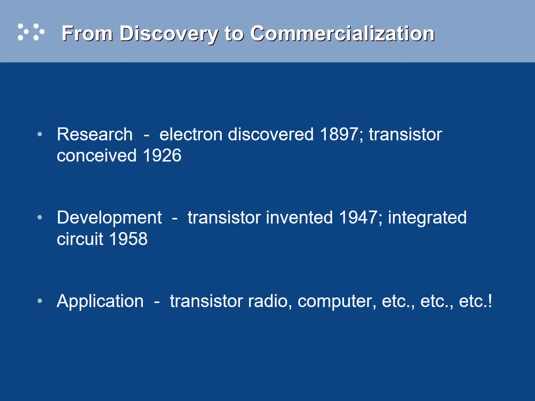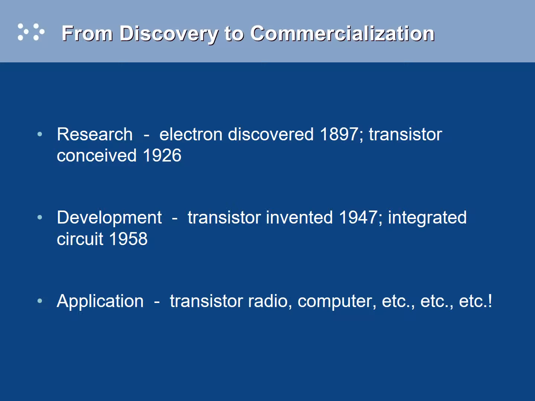The electron was only discovered by J.J. Thomson in 1897. A mere 30 years later, the transistor was conceived by Julius Lilienfeld. So from the discovery of the electron to the idea that you could use a semiconductor and create a transistor, it took 30 years. It took 17 more years for John Bardeen, Walter Brattain, and William Shockley to invent the transistor in 1947, right after the end of World War II.